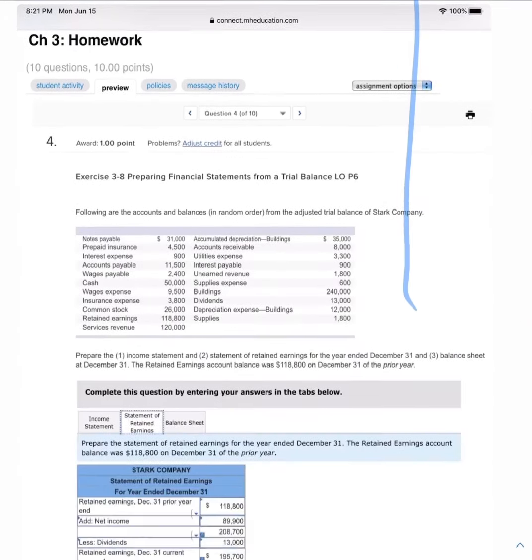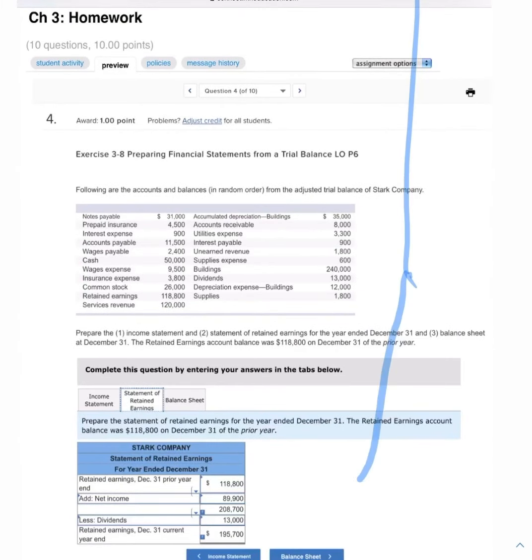Now, really quickly, I just want to show you why you have to prepare the income statement first. And it's because that $89,900 actually flows down into your statement of retained earnings. So you see that connection, which is why you have to do the income statement before the statement of retained earnings, or you would not have the information you need to complete it.